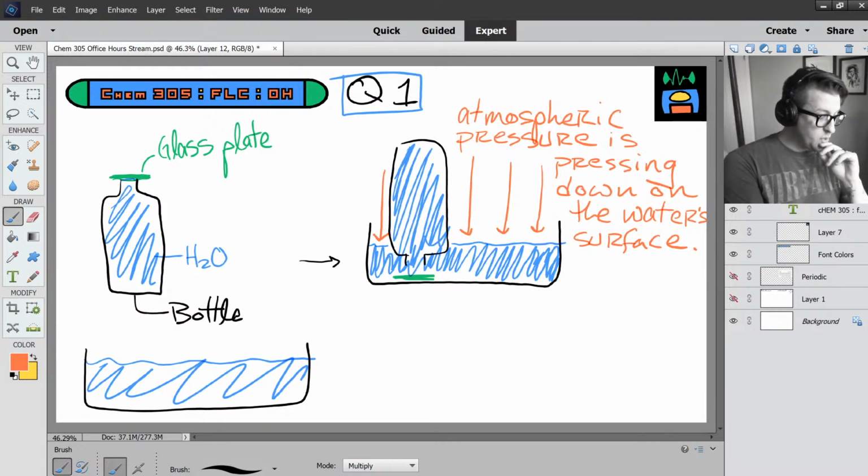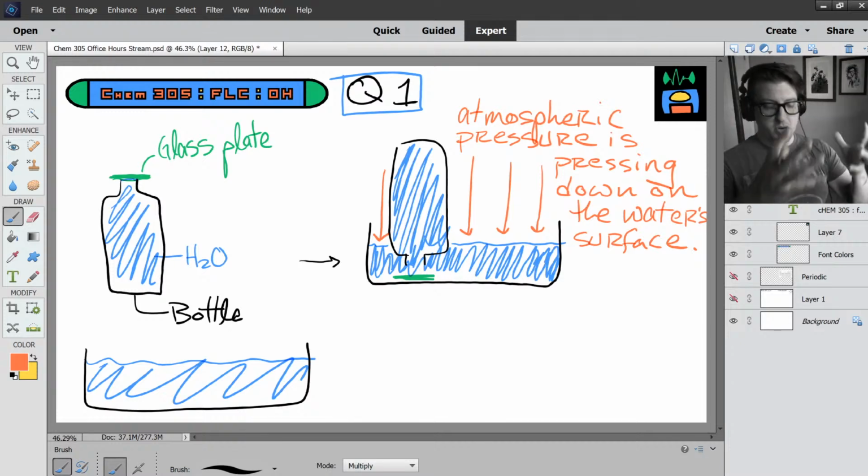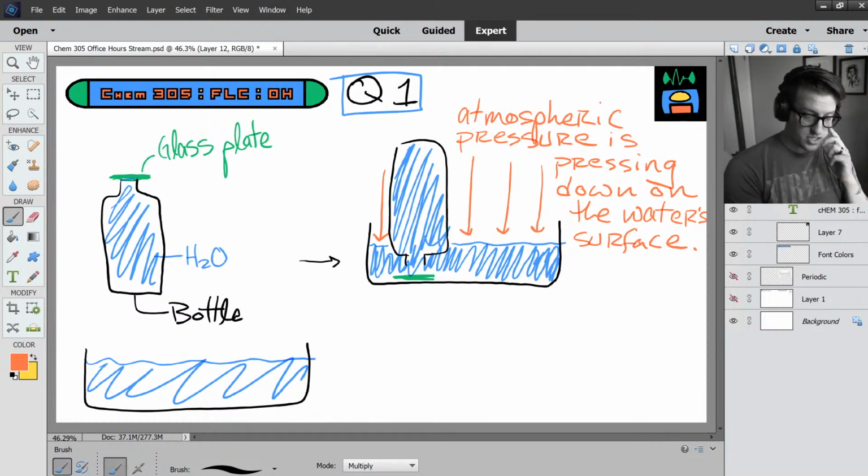All right, so that is why after you invert it, put that thing underneath, remove the glass plate, the water doesn't come spilling out of the collection flask, because you've got the atmospheric pressure pushing down on the surface of the water, keeping all that water in the collection bottle trapped up in there.